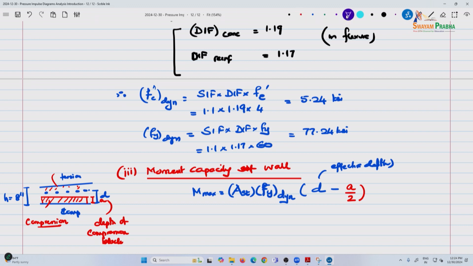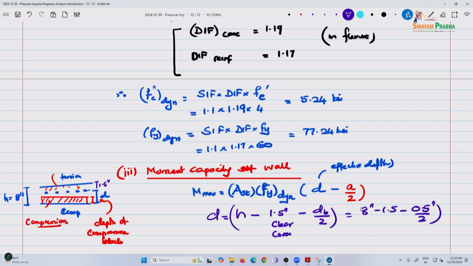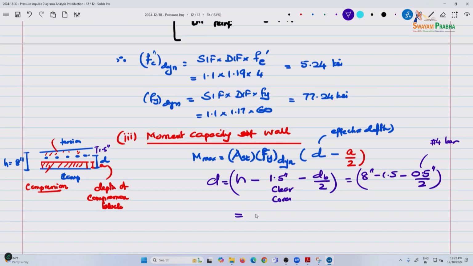So, several things to calculate here. Now, D can be taken to be the total depth minus the clear cover of 1.5 inches, minus the diameter of the bar divided by 2. So, in this case, this is 8 minus 1.5, minus half the bar diameter, which is 0.5 inches, as it is a number 4 bar. So, the effective depth comes to 6.25.